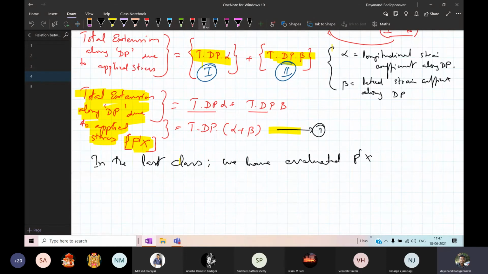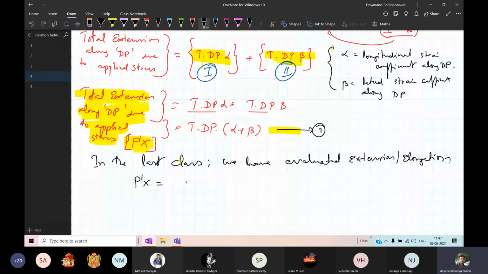P dash X, that is the extension. We have evaluated the extension or elongation. How much is the elongation? We have done it. It is given by P dash X, which is equal to P dash by root 2. This is the evaluation that we have already done, so this is equation number 2.